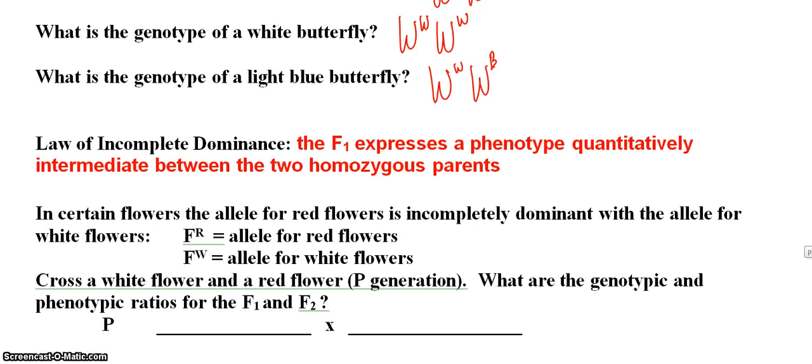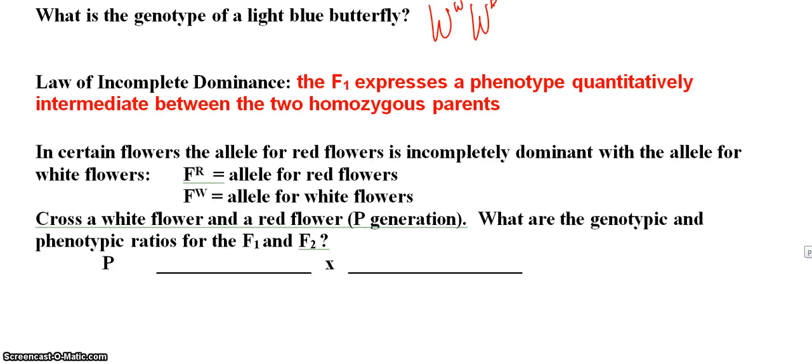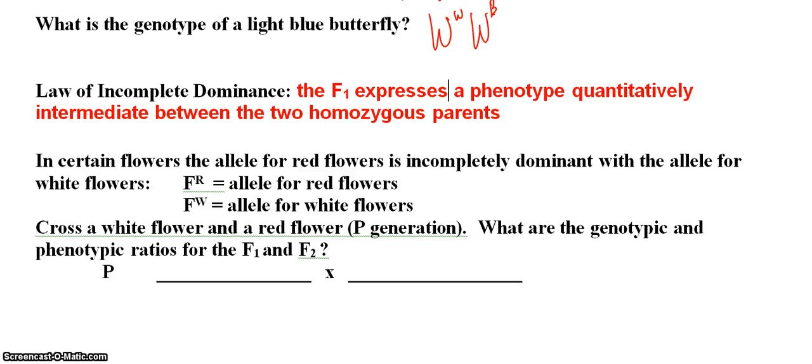So if you think about that for the next problem, in certain flowers, the allele for red flowers is incompletely dominant with the allele for white flowers. Critical here that you see incompletely dominant. I would underline that when I'm doing the problem, because that means we do it different than just being a dominant problem. We're going to use FR as the allele for red flowers. F is going to be for flowers. So white flowers will be FW. So we're going to cross a white flower and a red flower. That's going to be our P generation, because they have to be homozygous to be red and white. And then we're going to figure out the genotypic and phenotypic ratios for the F1 and F2.